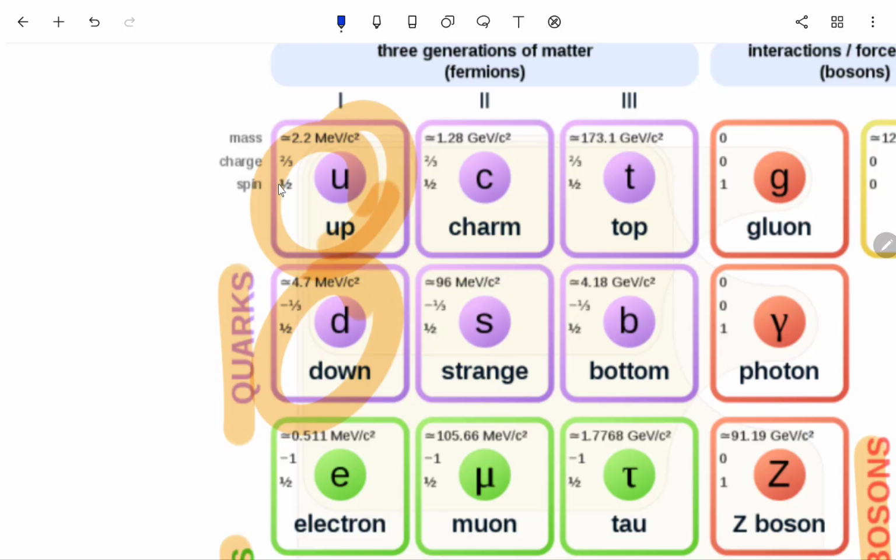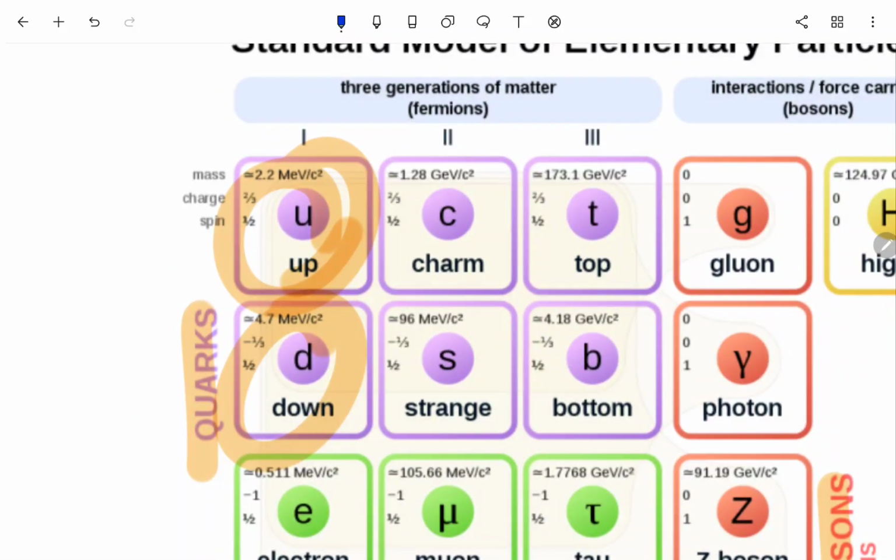If you have 2 times 2/3, that is 4/3, and then plus negative 1/3, it should be plus 1 charge, of course in the unit of e. So the charge amount is okay. But for the mass, we just skip it. It is not written in the unit of kilogram, it's written in MeV over c squared.